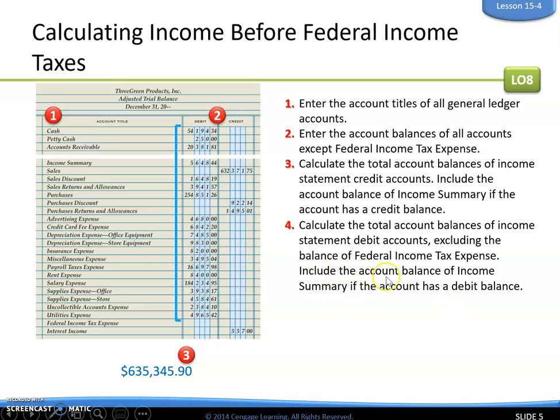Okay, we're going to include the account balance of income summary if the account has a debit balance. So notice we really have to pay attention to whether income summary has a credit balance or a debit balance. Again, this line drawn here is not correct, because we want to start at income summary. Income summary is our cutoff point. So we would be adding up our debit accounts from income summary to the bottom. So here's more numbers that we need to add up.